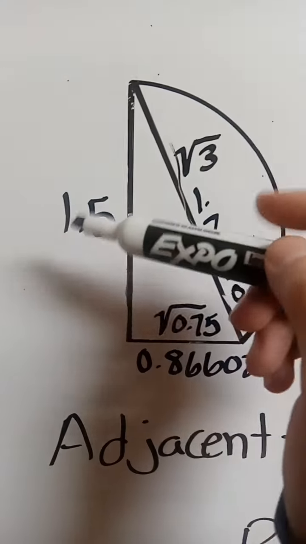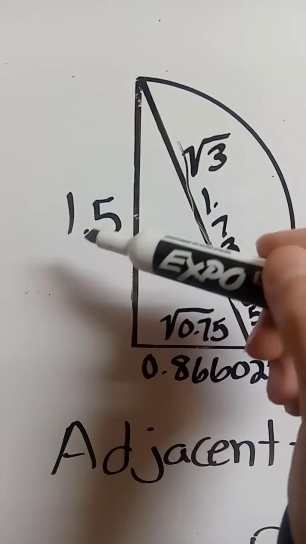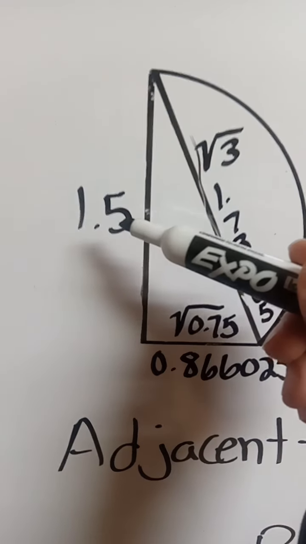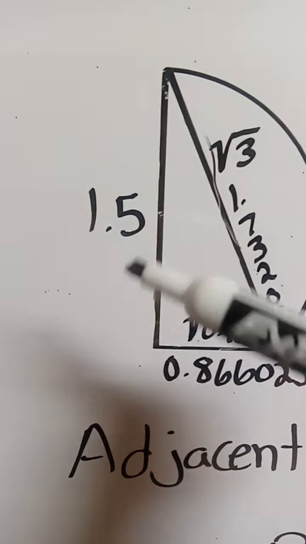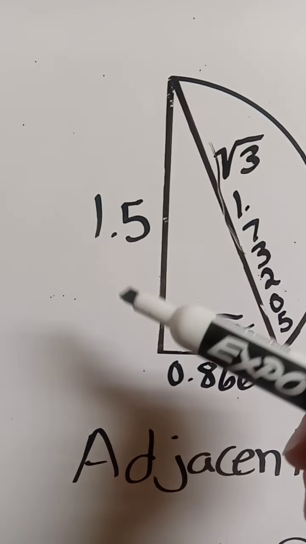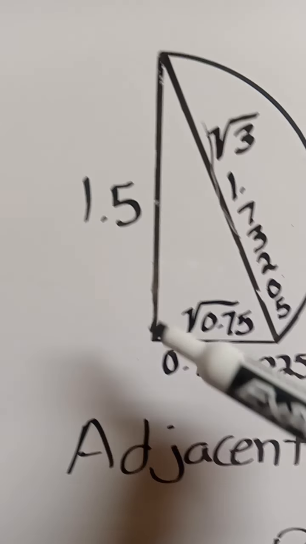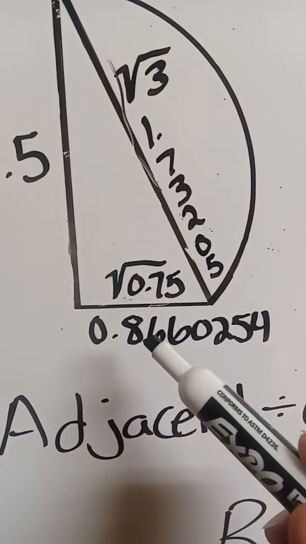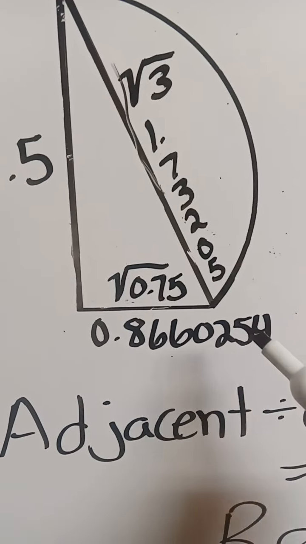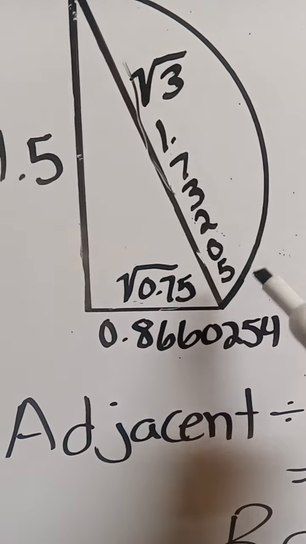Now we know our radius, we can take our opposite height, 1.5, multiply it by our radius, 1, and divide by 100. That's going to tell us where 0.8660254 degrees is on our circumference.